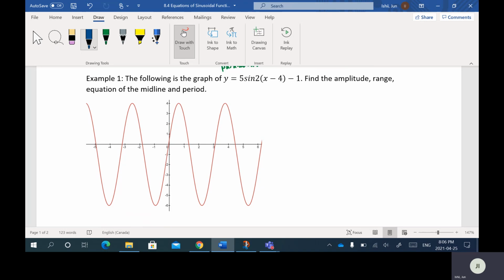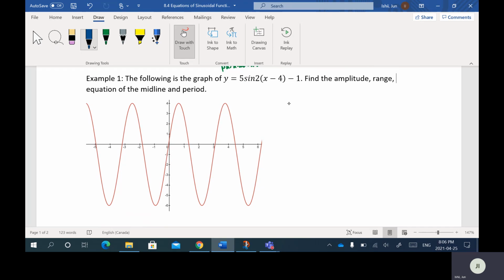because we're already given the graph. Once we find these different characteristics, we're going to make the link between these characteristics and the equation. So we will be able to find these things just by looking at the equation and not having to graph it, if that makes sense.